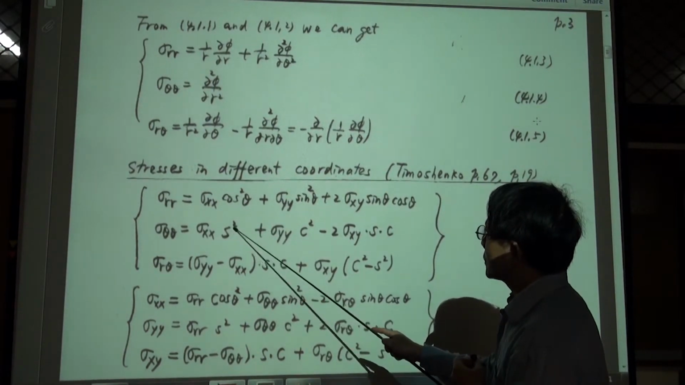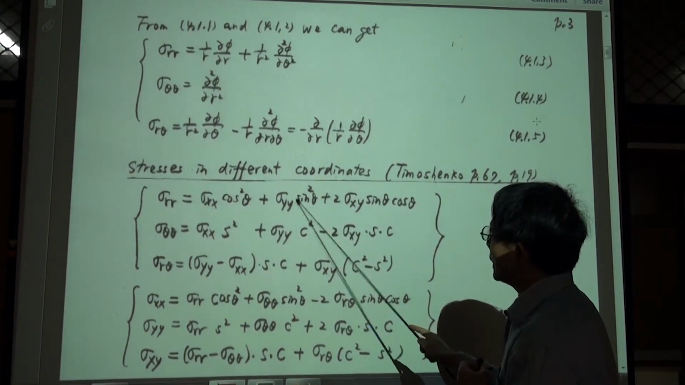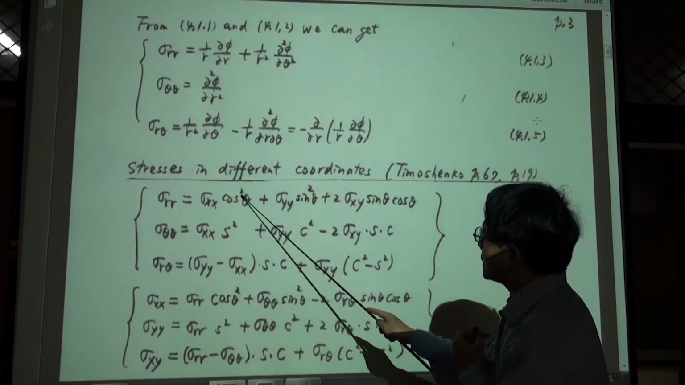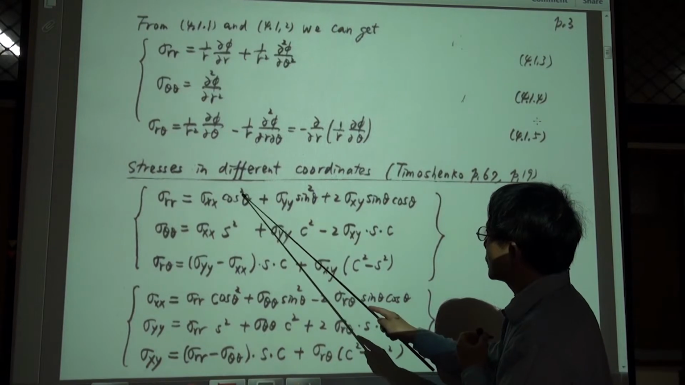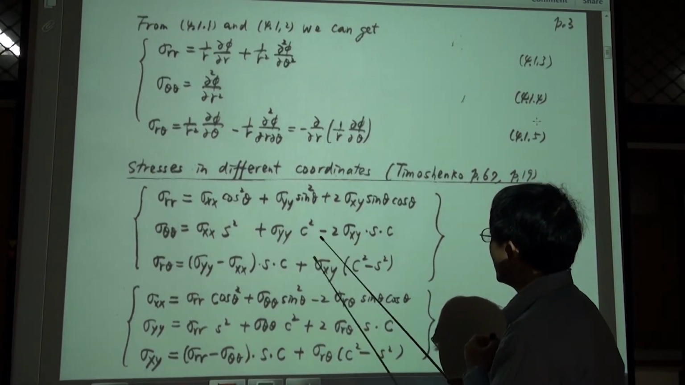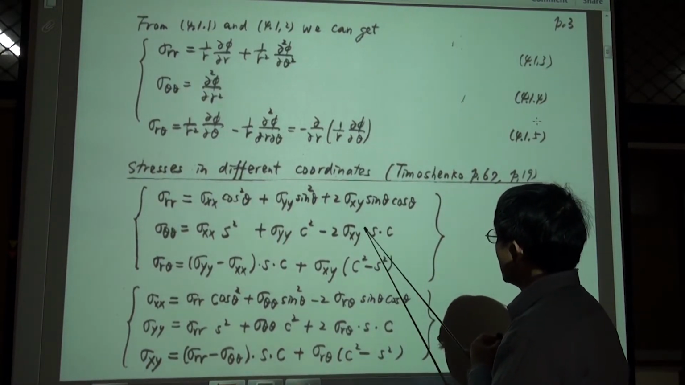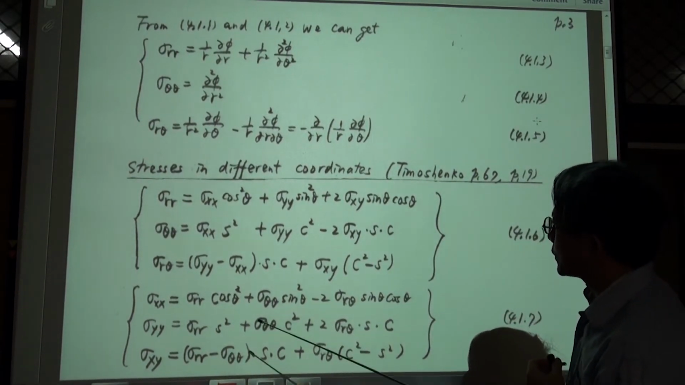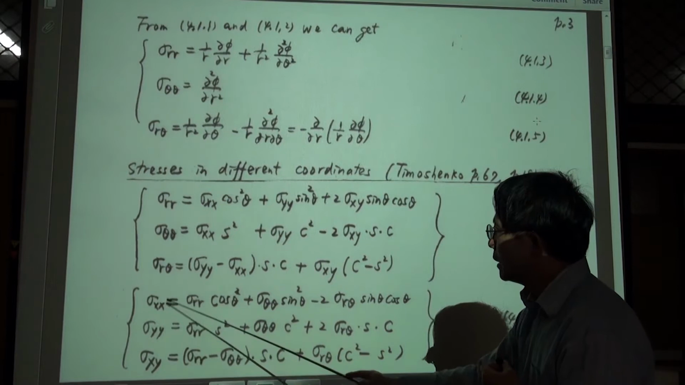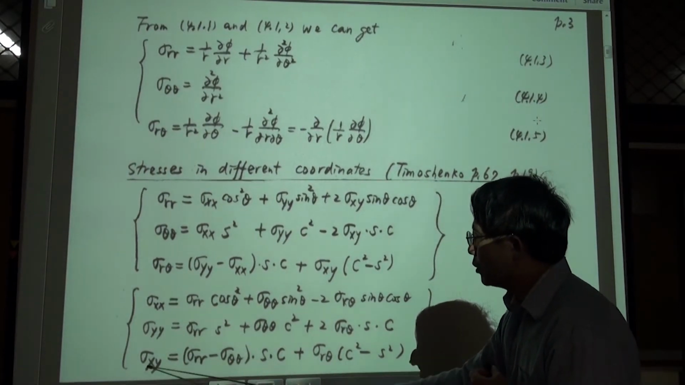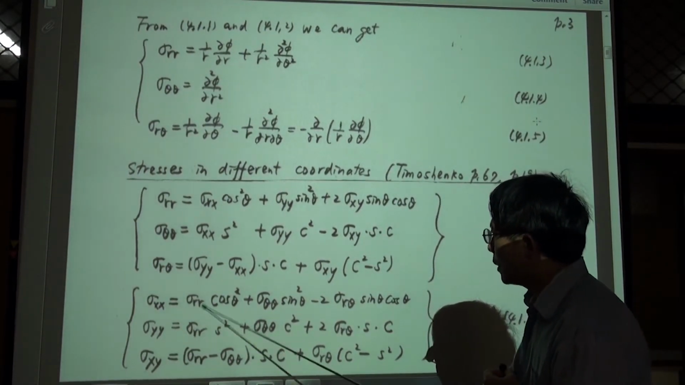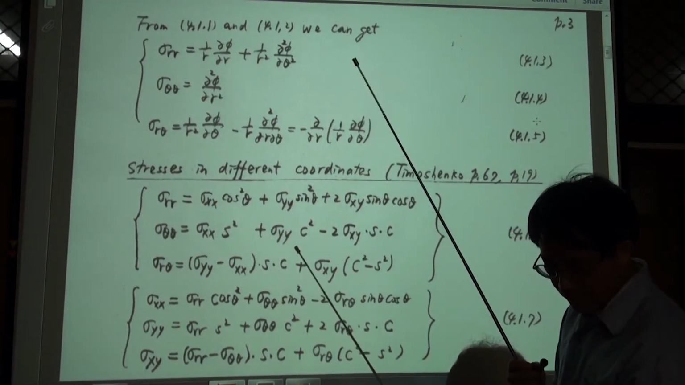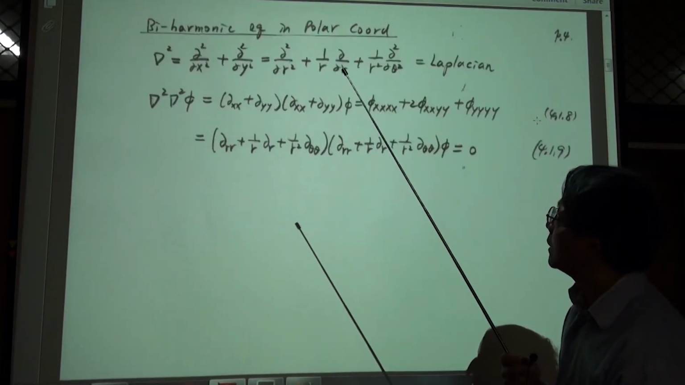Here, S square equals sine theta square. It is the abbreviation. C square means cosine theta square. It is an abbreviation. And these two are just written like this. And also we can express the stress components in the rectangular coordinate in terms of the stress components in the polar coordinate in the same way.